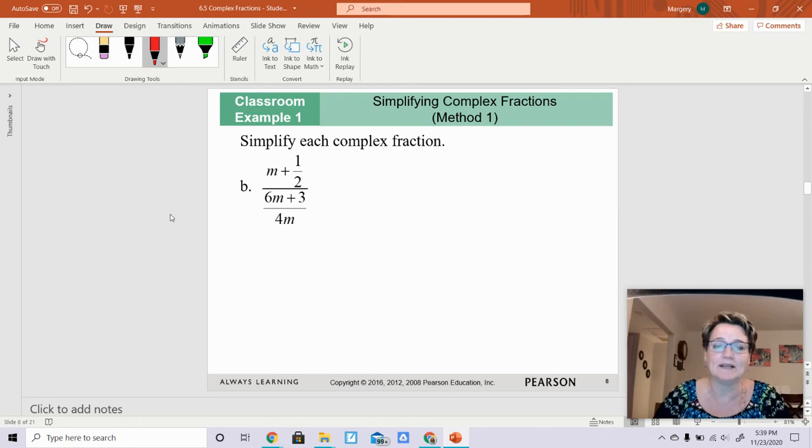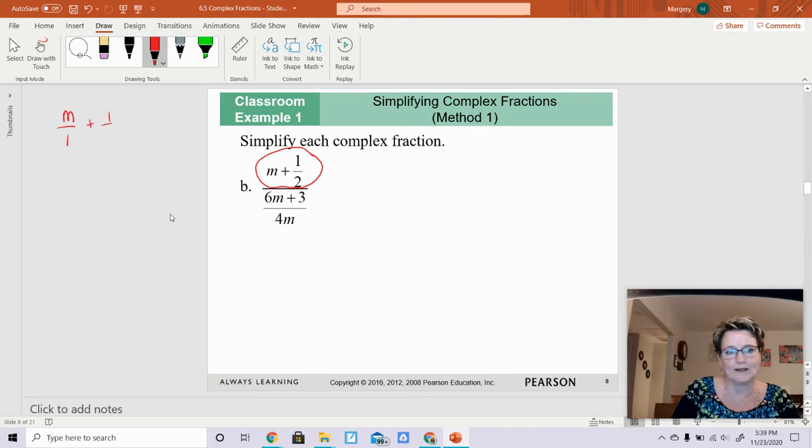Simplify each complex fraction. Well, the way these look, I can't add these together at the moment. They just look weird. So what I have to do first is take what's up here and combine them. So that is actually m over 1 plus 1 over 2. I need to get a common denominator so I can add those two things together. So 2 is my common denominator. So I'm going to multiply this by 2. I'm going to multiply this by 2.